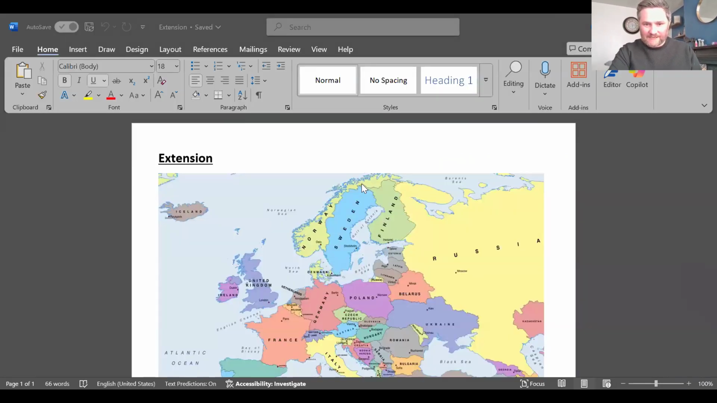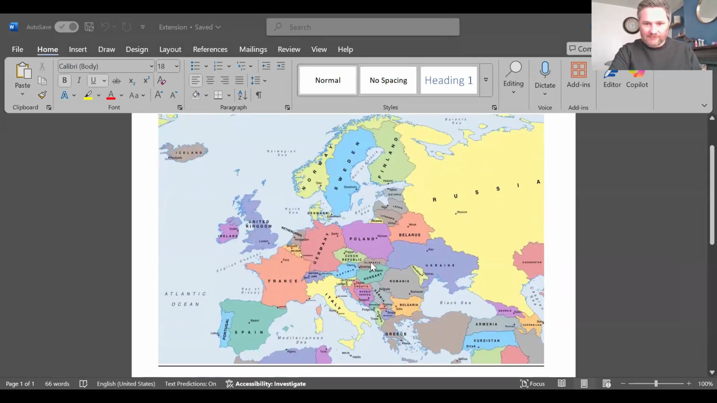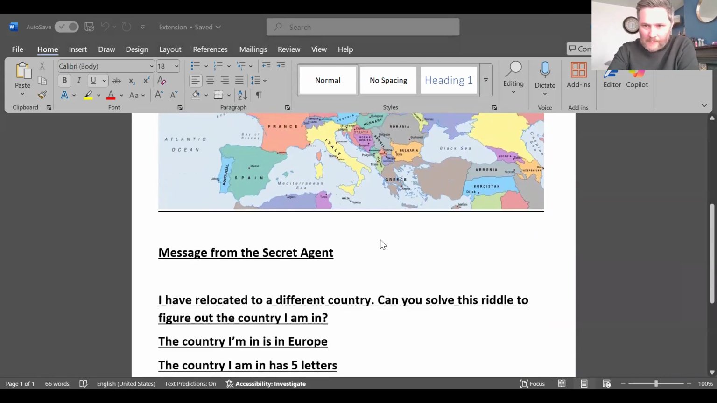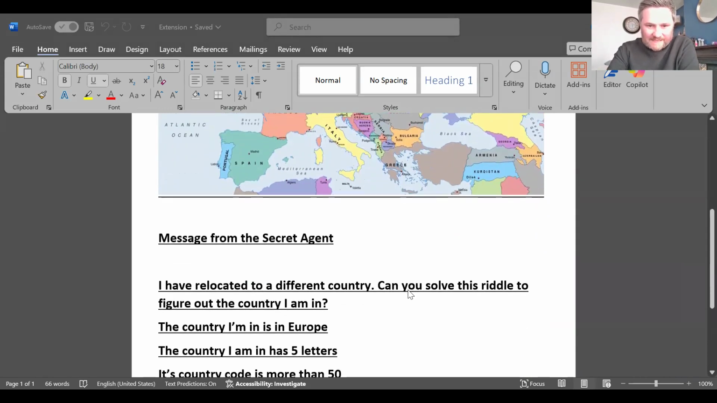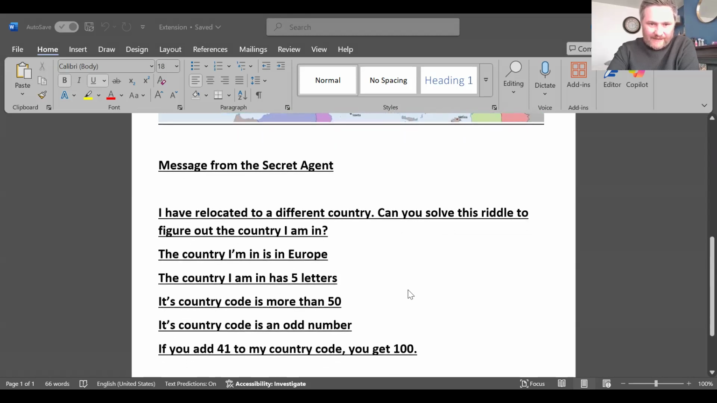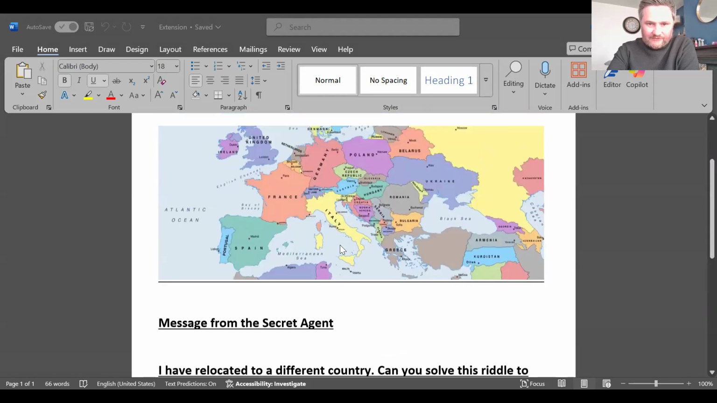So this is my extension for you guys to have a go at. Extension. So as you can see, these are all the countries of Europe. And it says a message from the secret agent. He says, I have relocated to a different country. Can you solve this riddle to figure out the country I'm in? The country I'm in is in Europe. So it's one of these countries on here, guys.